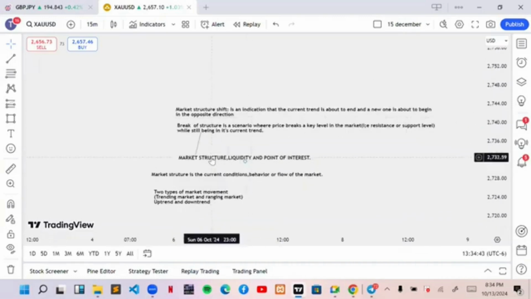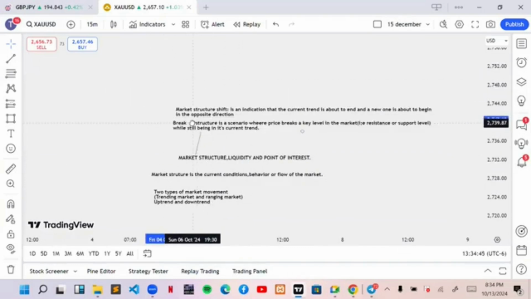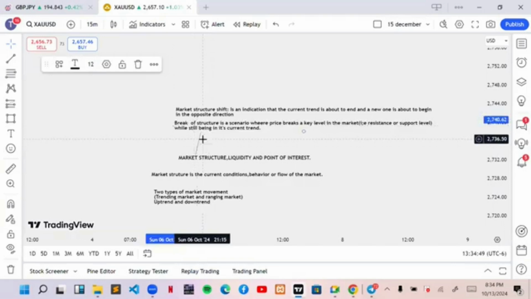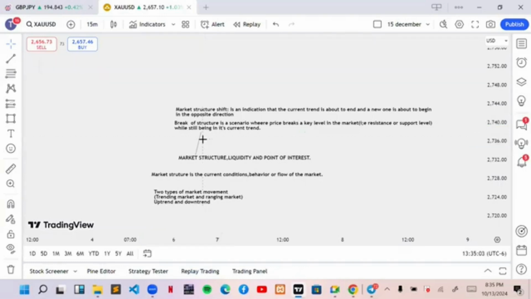So these are the two things that I look out for in the structure part of my strategy: market structure shift and then break of structure. For market structure shift, I'm looking to take a trade in the opposite direction of the previous trend. But in break of structure, you're going to take a trade in the same direction of that current trend, but it has to break a key level price.